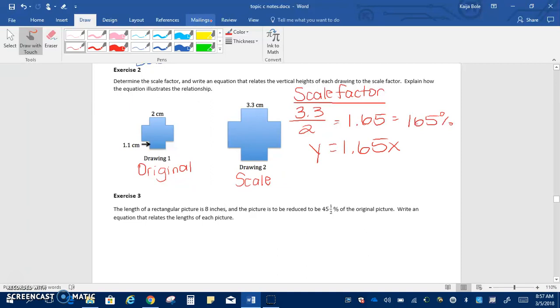And if we're trying to find this measurement over here, that means we would have 1.65 times, and if we take the measurement from the original, 1.1. And when you do that, you get 1.815. So that would be our measurement here, and it would be in centimeters.